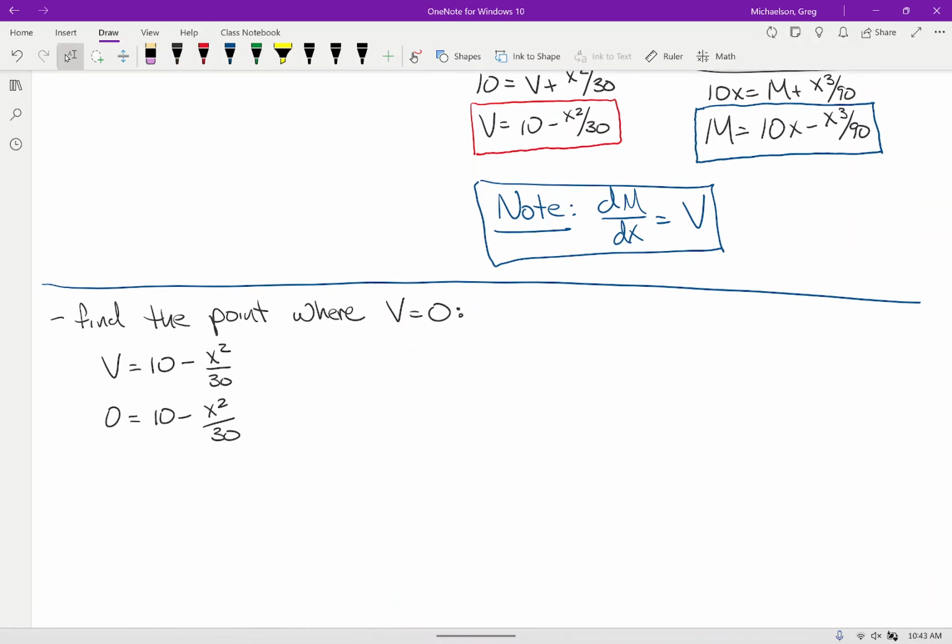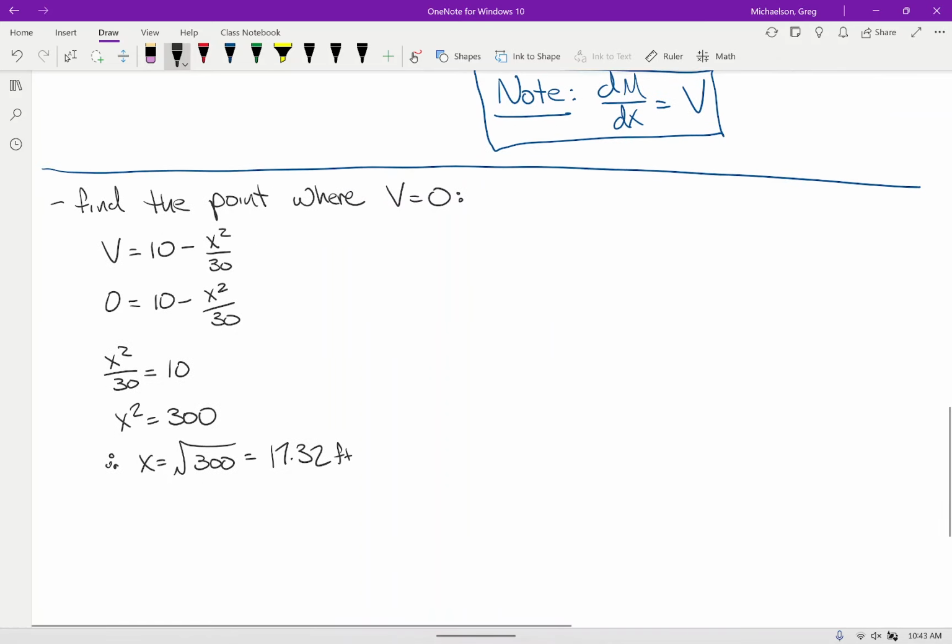So what am I going to do? Add x squared over 30 to both sides. Then what? You tell me. You know how to do this. How am I going to solve for x? Multiply by 30, so I'm going to get x squared equals 300. What is the square root of 300, by the way? 17.32. And we'll say feet, because it is feet. Does that comport with what we just plotted? Looks about right to me, doesn't it?